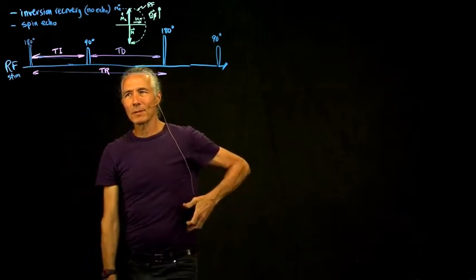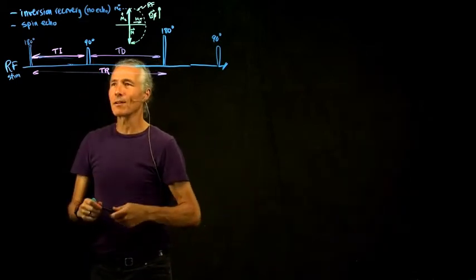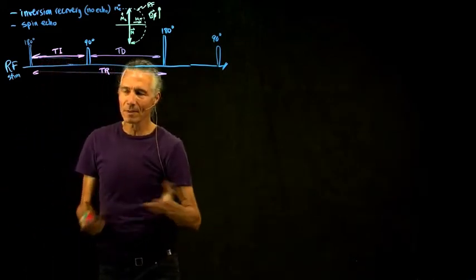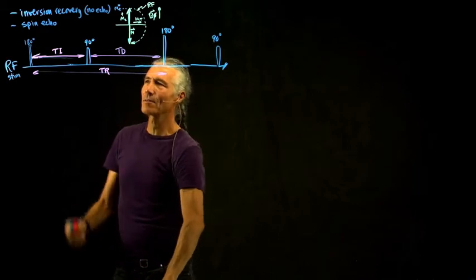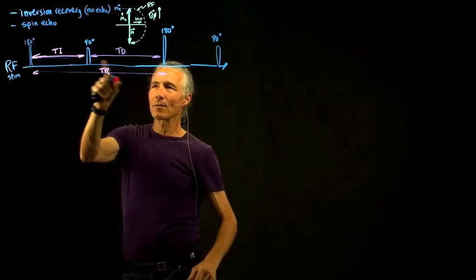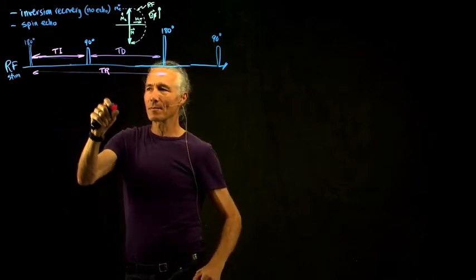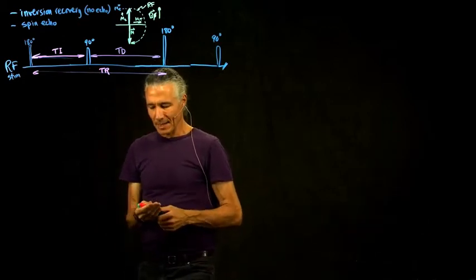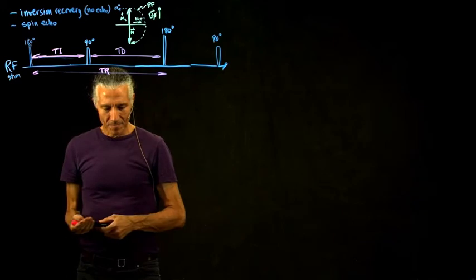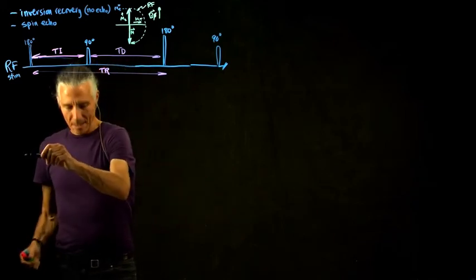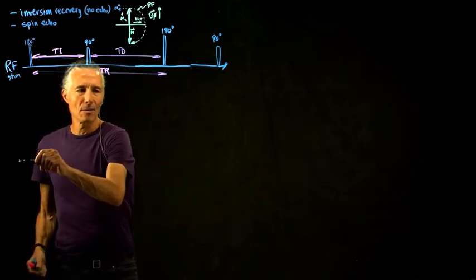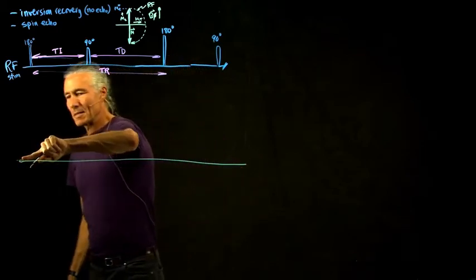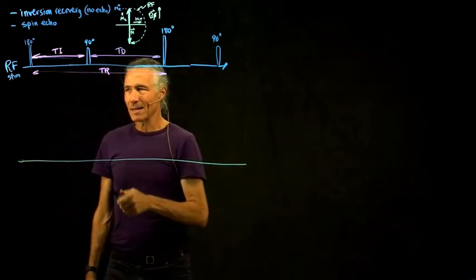So this is the simplest. This one would generate a signal, not particularly an echo. So we don't have a spin echo or a gradient echo, but it would generate a signal because once you do the 90 here, there's going to be some transverse magnetization. So what I'm going to plot is the longitudinal magnetization, not the transverse, not the recordable.